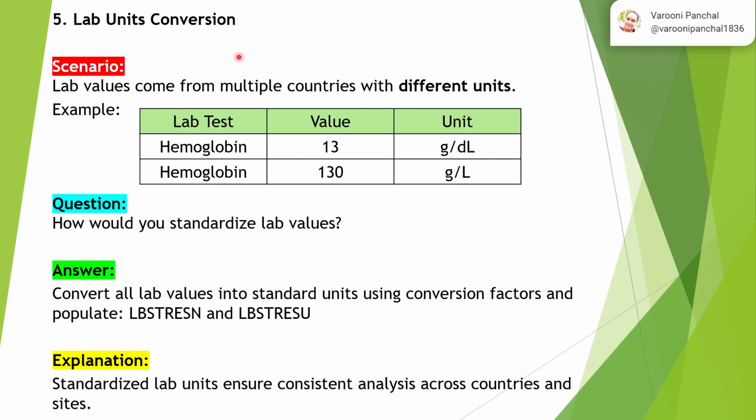Number 5, lab units conversion. Scenario. Lab values come from multiple countries with different units. Say for example, I have a lab test hemoglobin. The values are 13 and 130. So here the units are different, which is gram per deciliter, and here it is gram per liter. So the question here is, how would you standardize lab values? So you can convert all lab values into standard units using conversion factors and populate the lab standard result numeric variable and the units variable. So the explanation here is, standardized lab units ensure consistent analysis across countries and sites.